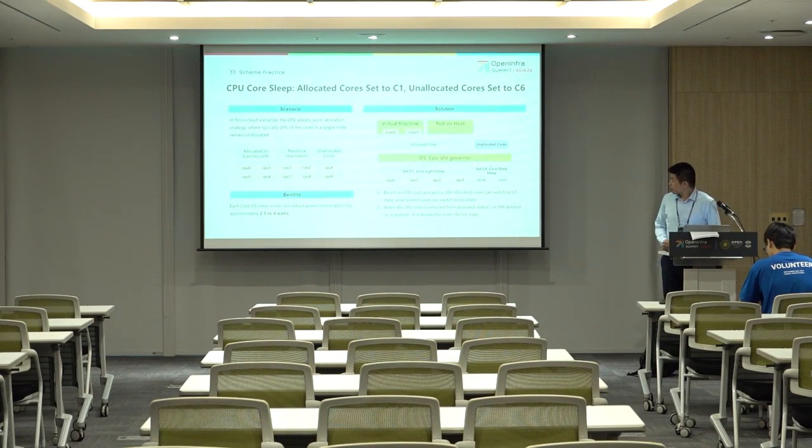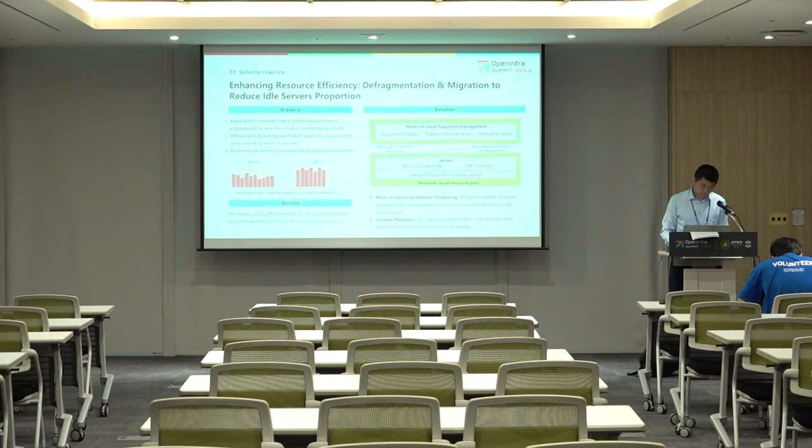For the allocated CPU, when the traffic is lower, we can enable it to enter C1. This is the light sleep state. So when we use this core sleep function, it will save power consumption.